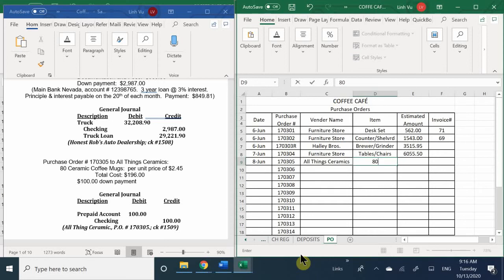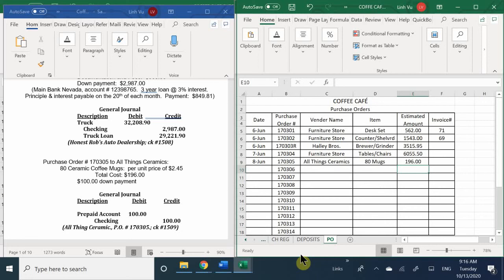Or just ceramic coffee mugs. Yes. I'm just going to go ahead and put 80 mugs. Okay. And what is my total estimated bill to be? 196. 196 even. Okay. Good.